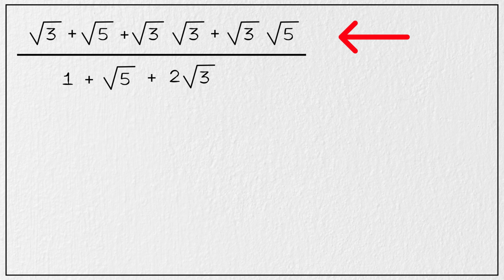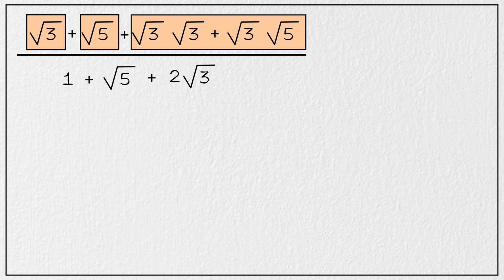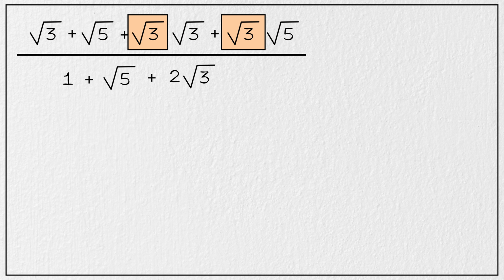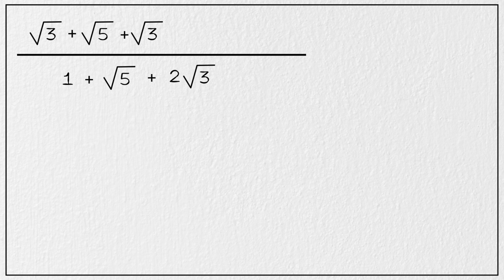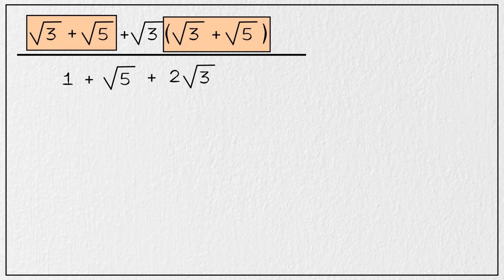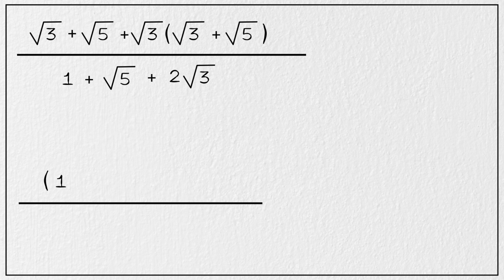Now let's look at the numerator more closely. We have square root of 3 plus square root of 5, and then that entire chunk multiplied by square root of 3. So we can take square root of 3 common from this group, and we are left with square root of 3 times the square root of 3 plus square root of 5. Now taking the square root of 3 plus square root of 5 common, the numerator becomes 1 plus square root of 3 times the square root of 3 plus square root of 5.